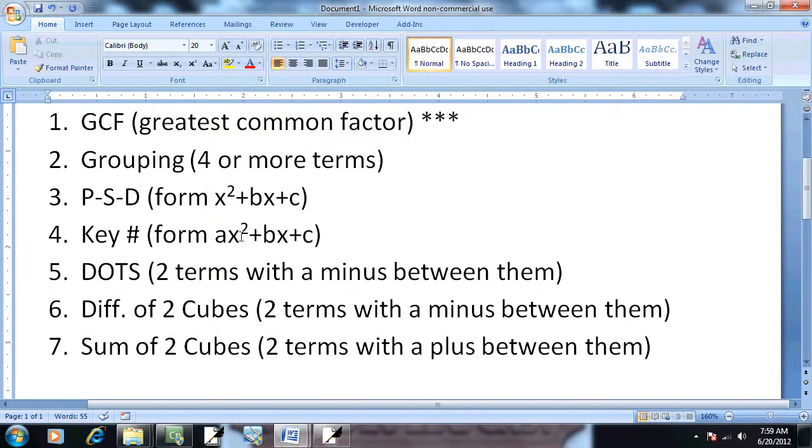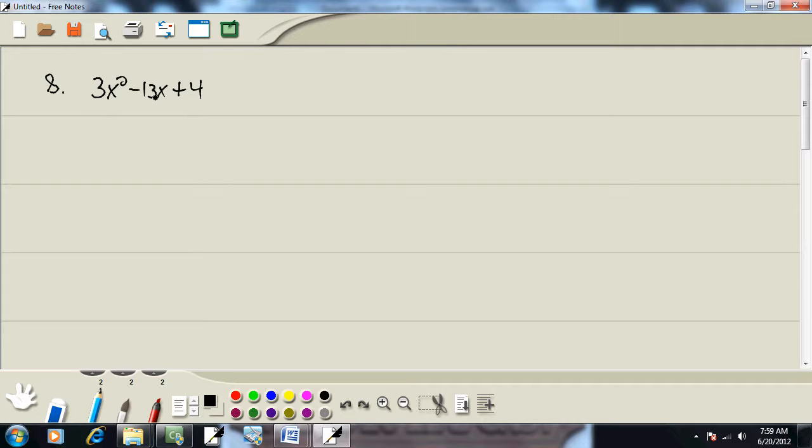Key number has an x squared, x, no x, and a number before the x squared. This is key number. And you may have learned this with a different technique, so whatever technique you learned is fine. Key number, we take the number at the beginning times the number at the end. So we got 3 times 4, which gives us 12.